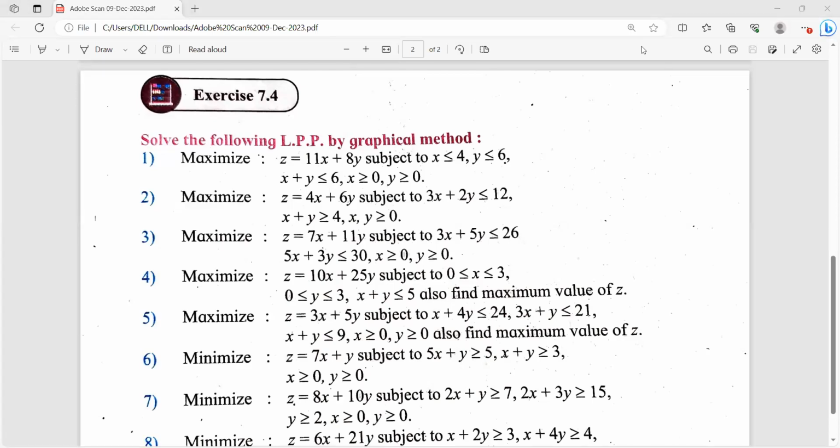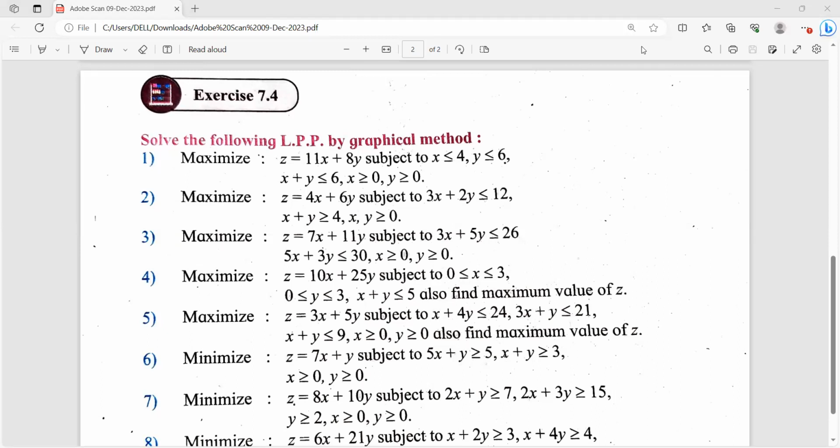Hello and welcome, students. This is a lecture on LPP, Linear Programming Problem. This is lecture number 6. In the first 5 lectures, I have done up to exercise 7.3. In lectures 4 and 5, I solved problems from exercise 7.3. We completed it. And in this lecture, we are going to start with exercise 7.4.